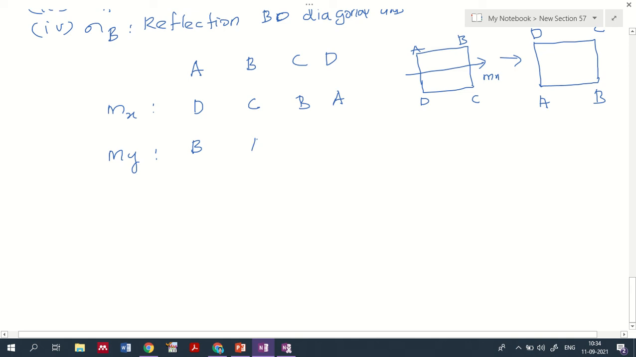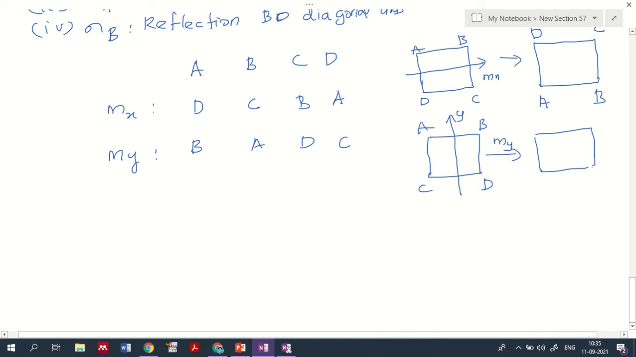B becomes A. C becomes D. And D becomes what? D becomes C. So how will it be? In the initial case, you can see here, that is A, B, C, D. Under the MY operation, I'll be placing the mirror here along the y axis. Then under the MY operation, this square becomes how? The square becomes B and A will interchange, so B, A, C, D. Clear?